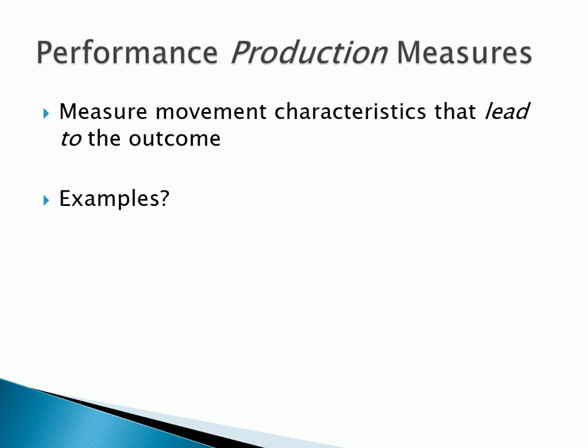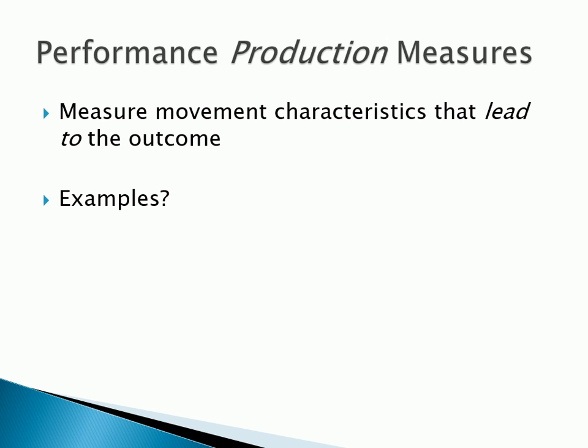The other things that we can measure sometimes are performance production measures. These are the things that are happening, the movement characteristics that lead us to the outcome. We can measure performance production in a number of ways. We can do this in really formal quantitative ways, looking at joint angles, taking measurements there, and looking at things like velocity and acceleration. Or we can do things more qualitatively, looking at technique or form.